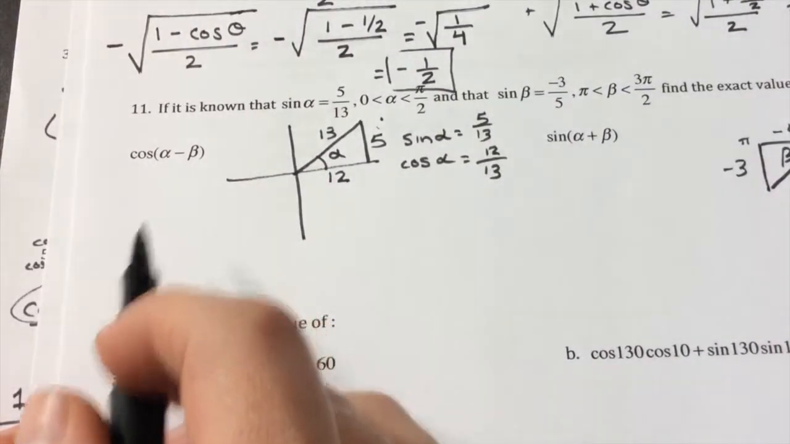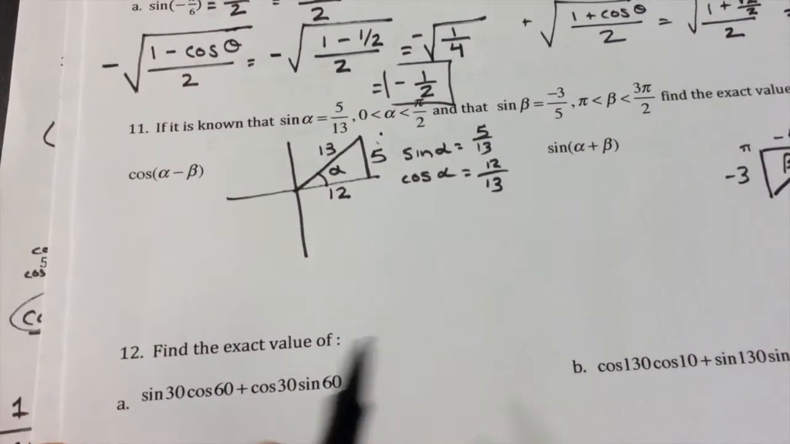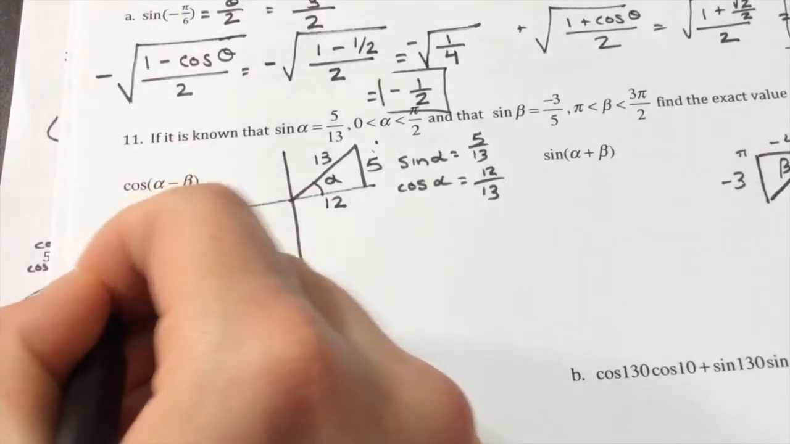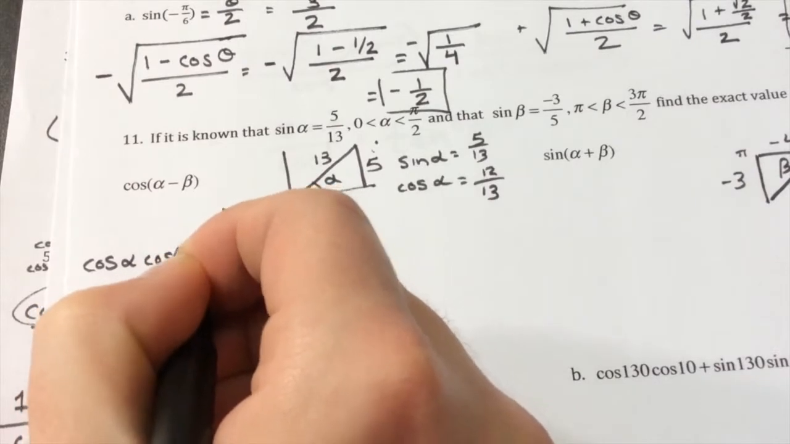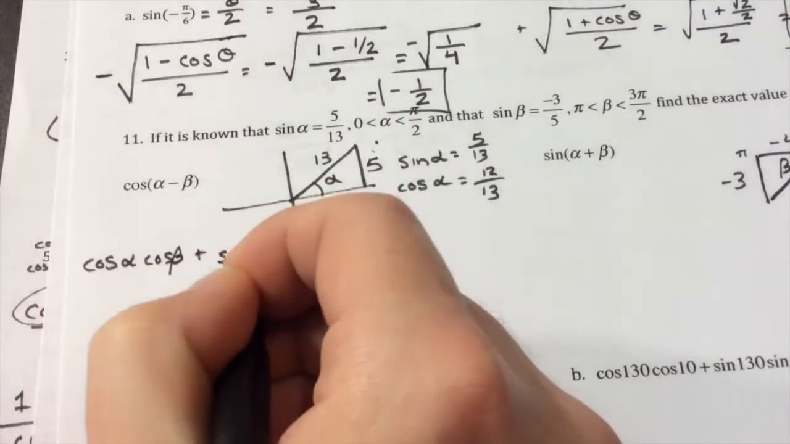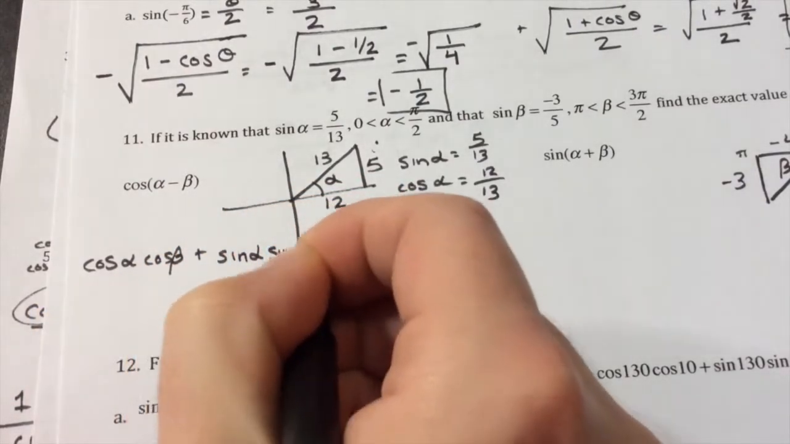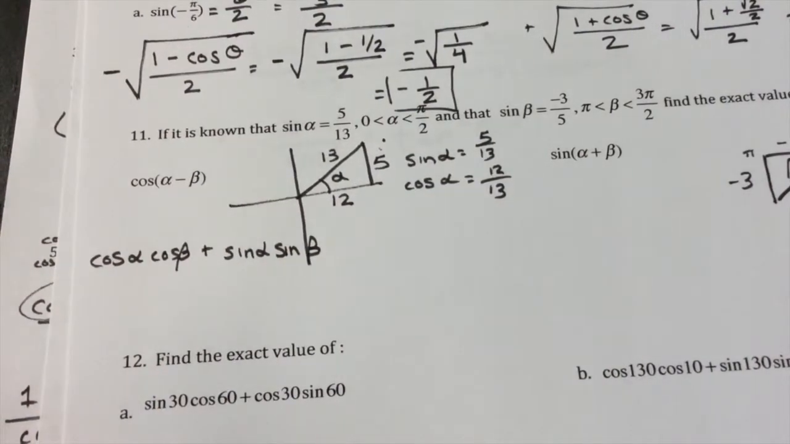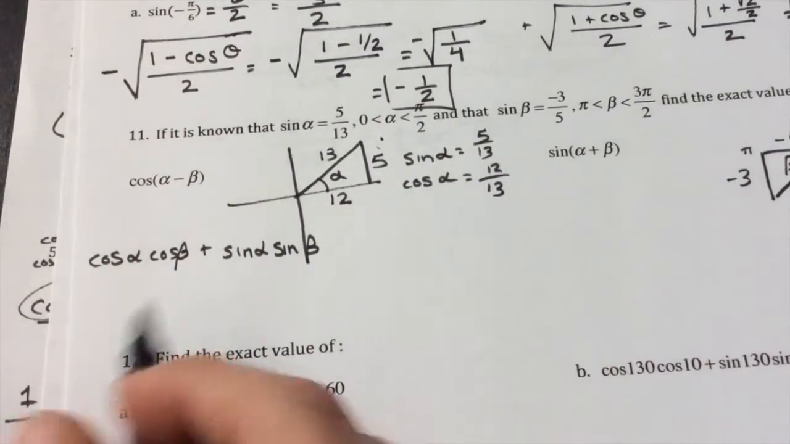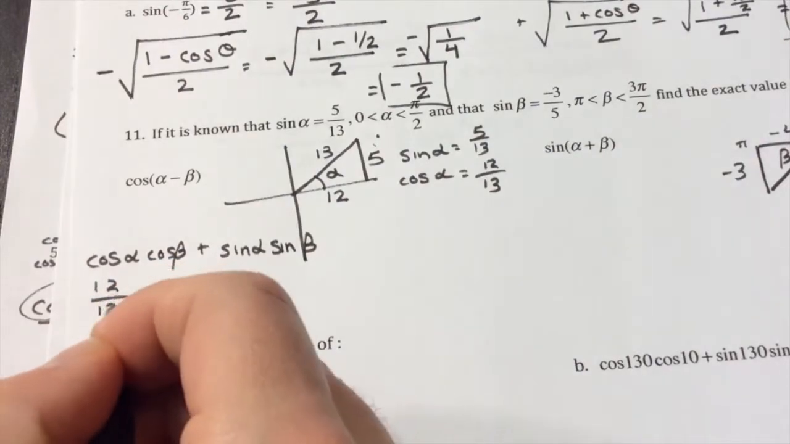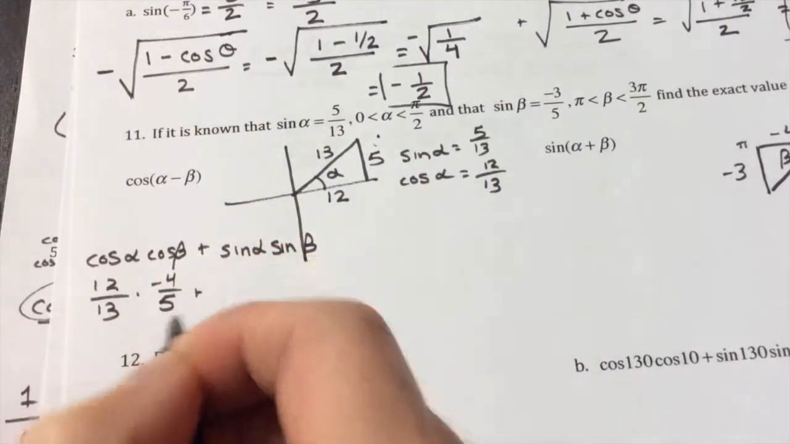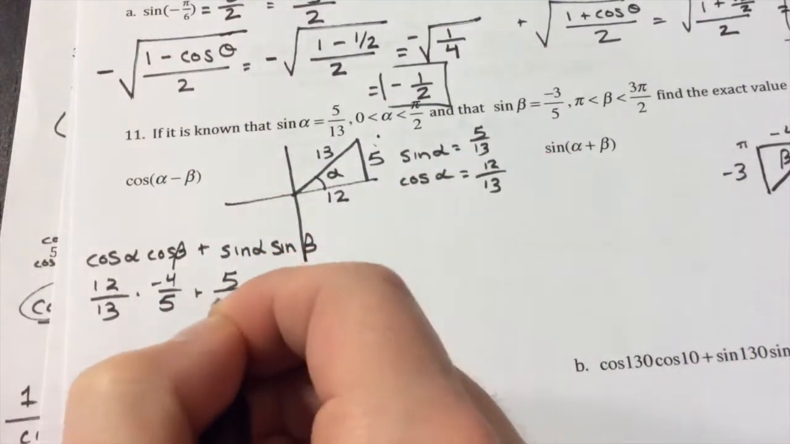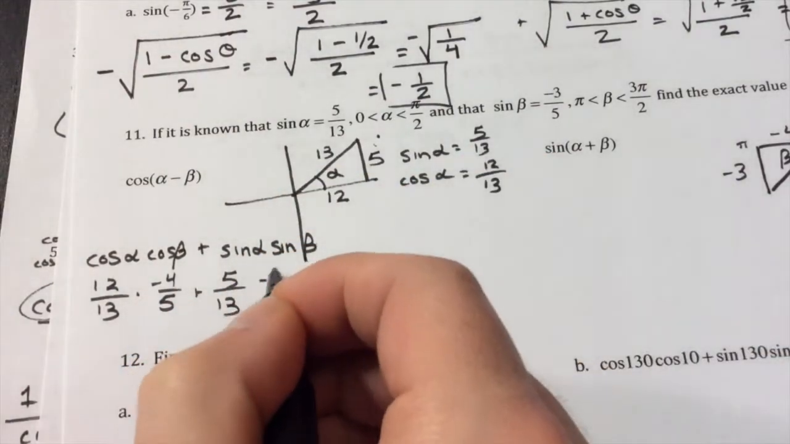Cosine, sum or difference is quick. It's cosine, sine. So I'm going to write that out. It's cosine alpha, cosine beta. Cosine signs change, so plus sine alpha, sine beta. Now we just plug in the values. Cosine alpha is 12 over 13. Cosine beta is negative 4/5. Plus sine alpha is 5/13. Sine beta is negative 3/5.